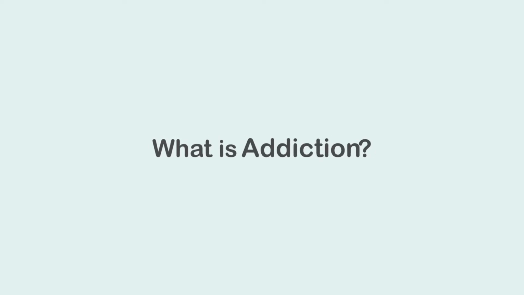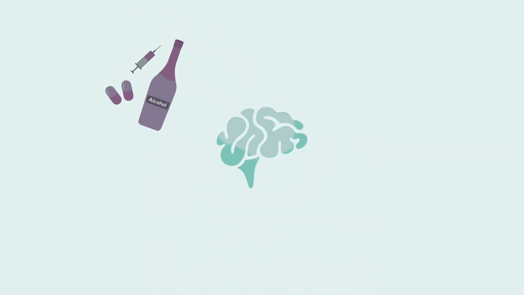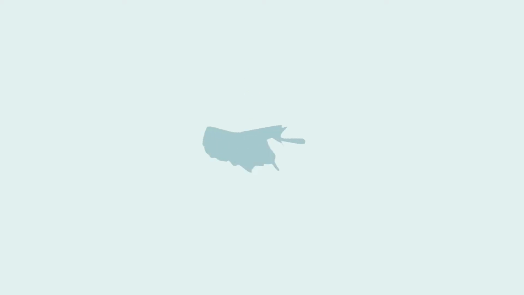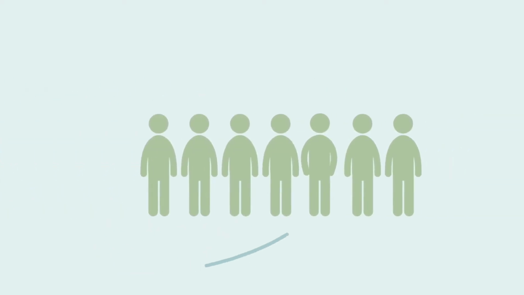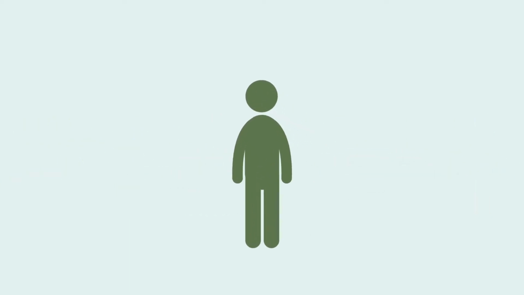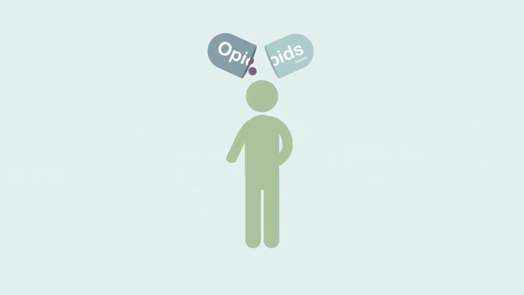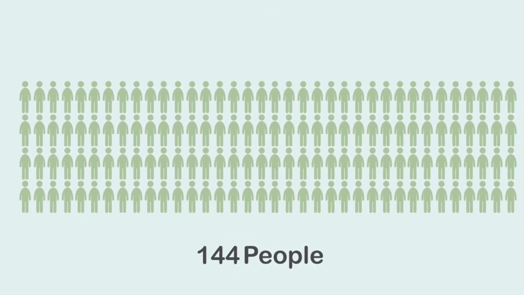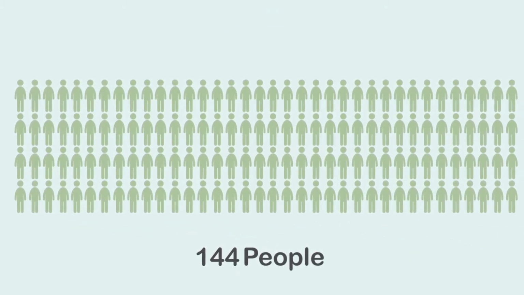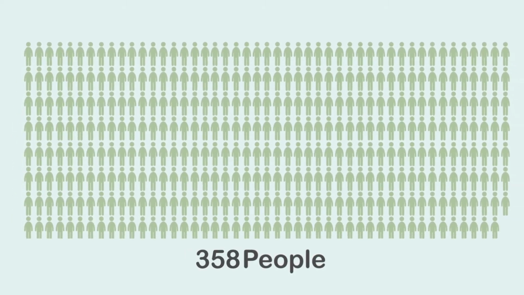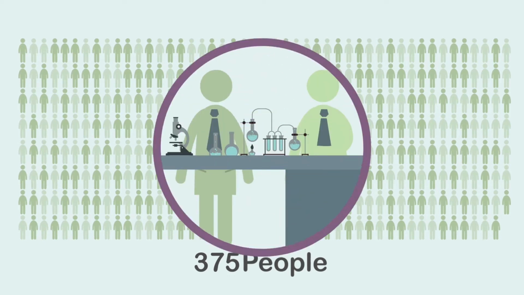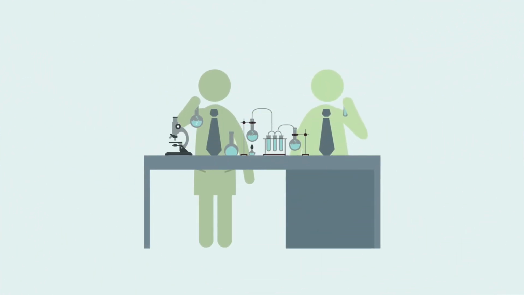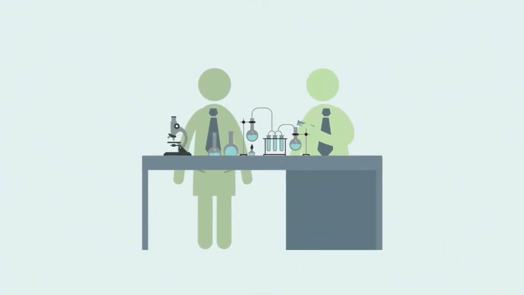What is addiction? Also called a substance use disorder. Over 21 million people nationwide suffer from addiction. That's 1 in 7 people. Recent increases in the use of opioids has compounded the problem. Each day, we lose 144 people to drug overdoses, and that number climbs to 375 if you factor in alcohol-related deaths.